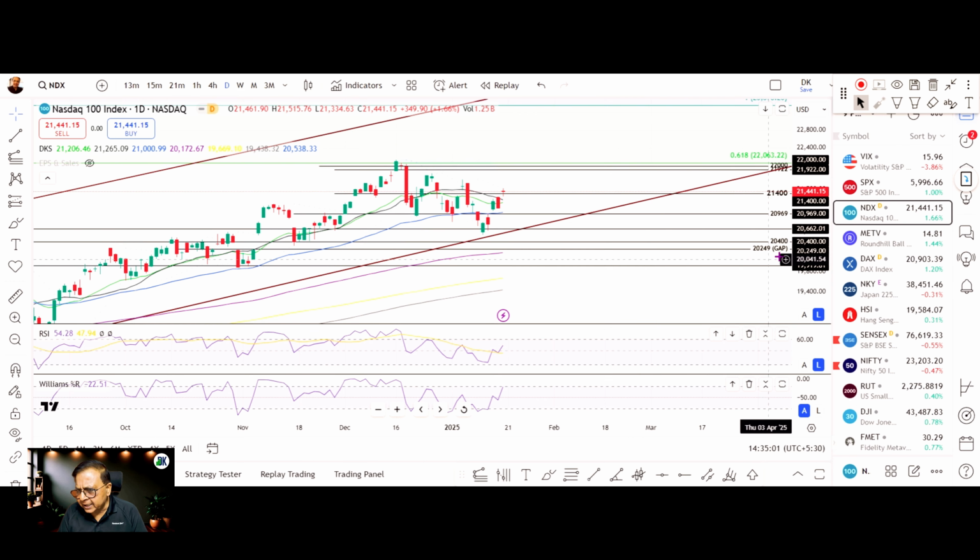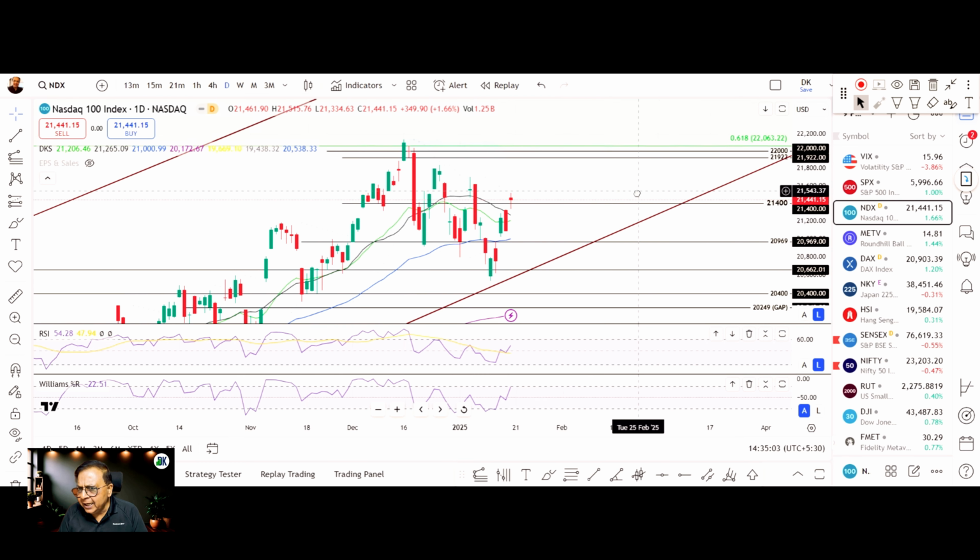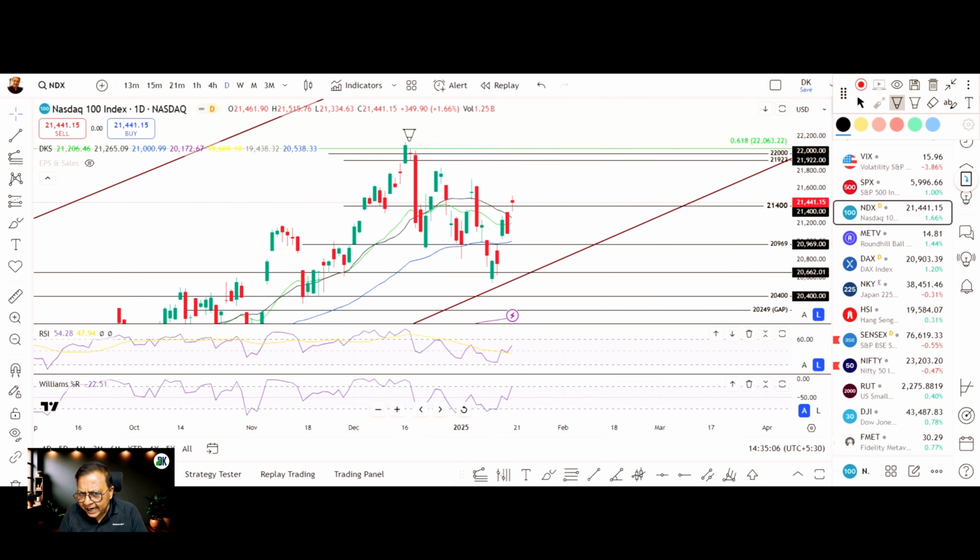Where is the resistance? Here you can see there is a formation of an inside bar, a doji kind of candlestick, where the low of that candle is 21,923, and 22,000 happens to be the psychological resistance. So this area is the immediate resistance area.